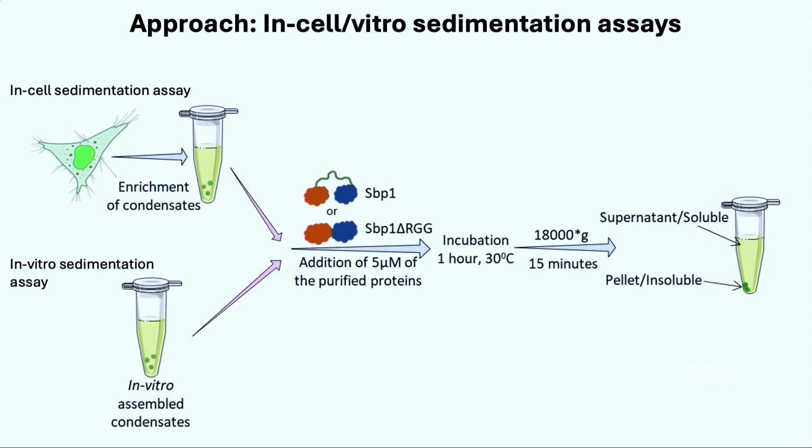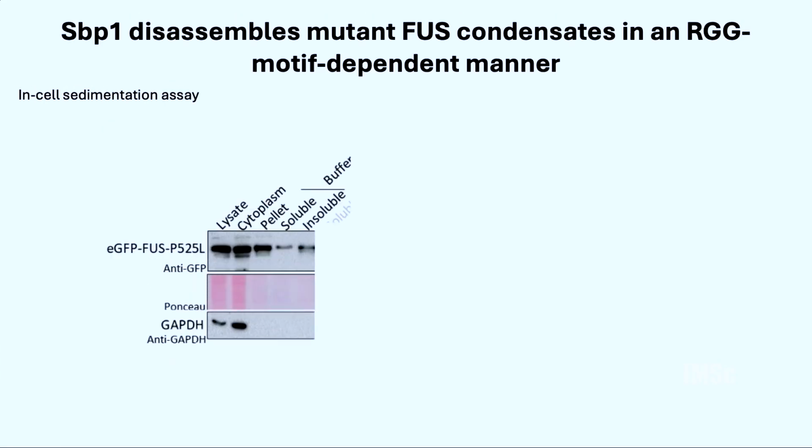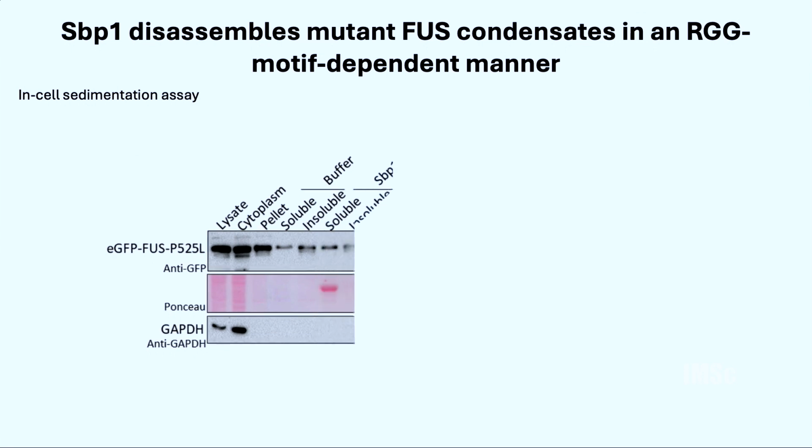We did the same experiment by enriching these condensates and then incubating them with either full-length protein or the RGG mutant version of this protein. And what Mani saw was something very interesting. Upon incubation with the buffer, there is a lot of protein that goes into the insoluble form, which is the aggregate form, and certain protein that stays in the soluble form. When you incubate it with SBP1, this phenotype reverses. Now you see less in the insoluble form, more in the soluble form.